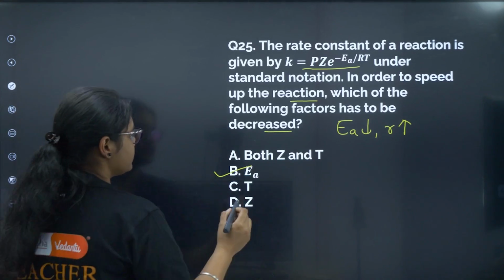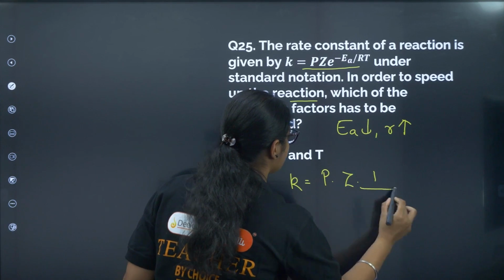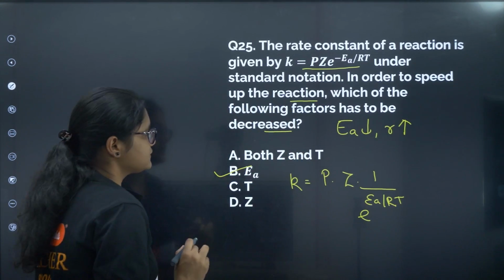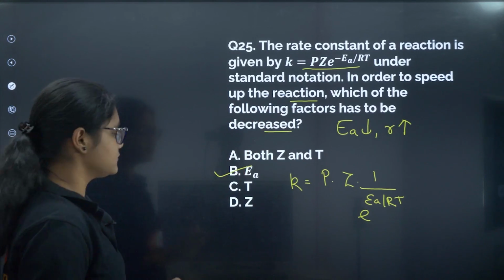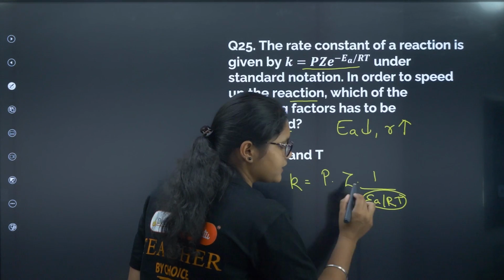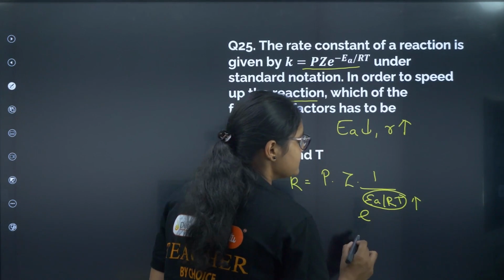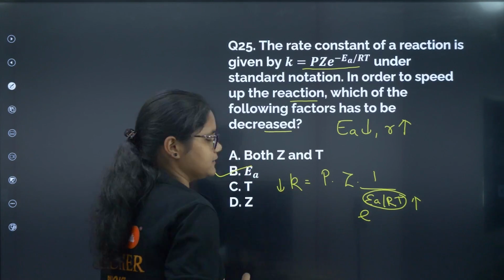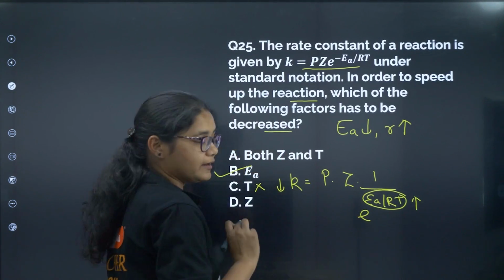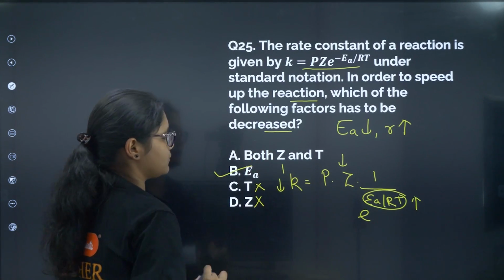Okay. So if you see, K is equal to P into Z into 1 by e to the power of EA by RT. Okay. Now you see it is telling which factor has to be decreased. So if T is decreased, what will happen to this ratio? Denominator is increasing. If T is decreased, then this ratio will increase. That means K value will decrease. So T cannot be the answer. Now what about Z? K and Z are directly proportional. If you decrease Z, K will also decrease. So that also cannot be the answer.